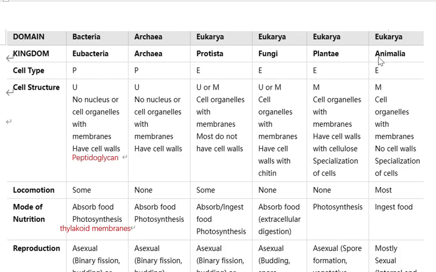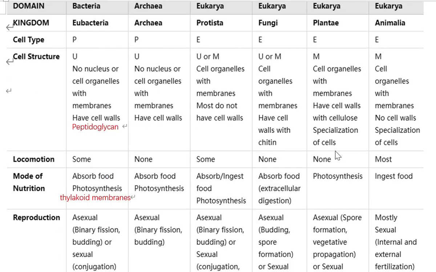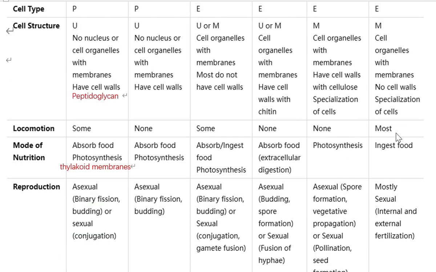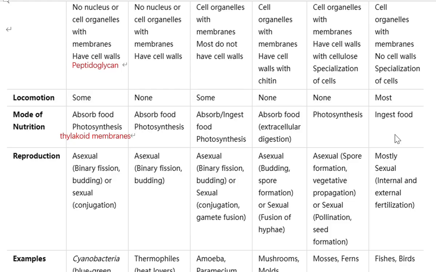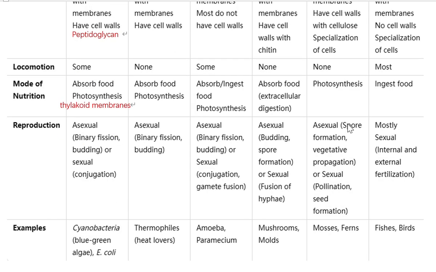And lastly, let's cover Animalia, the kingdom Animalia. They're eukaryotes and multicellular. And the major difference between an animal cell and a plant cell, if you remember from grade 10 biology, is that animal cells do not contain cell walls. And most of the animals are able to move. And all of them are heterotrophs, meaning that they cannot produce energy on their own. They have to consume food from an outside source. And speaking of reproduction, most of them reproduce sexually. And there are two types of sexual reproduction, which are internal and external fertilization.